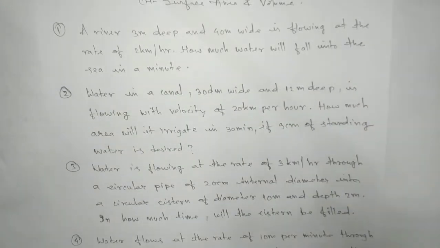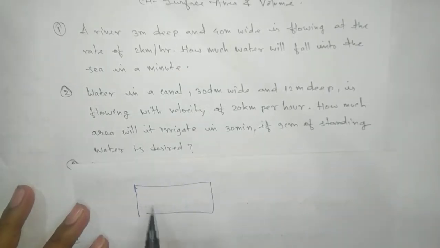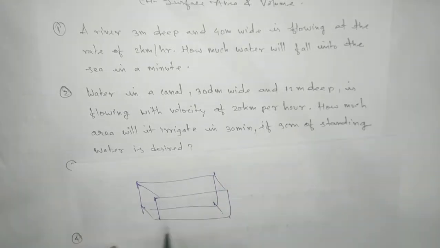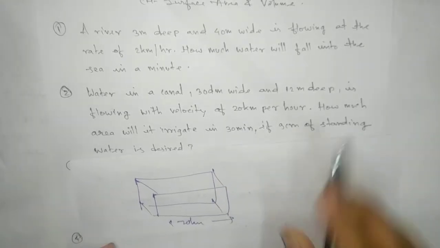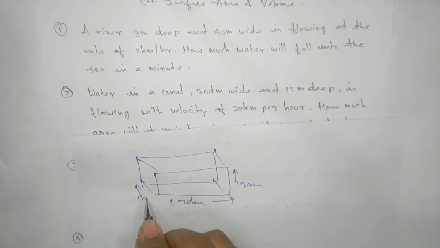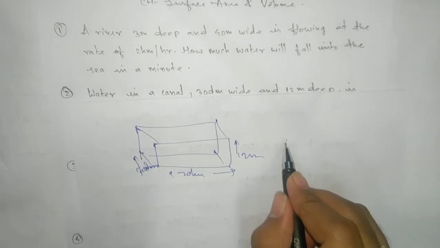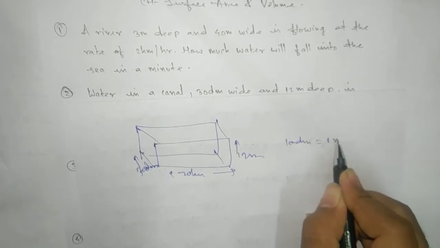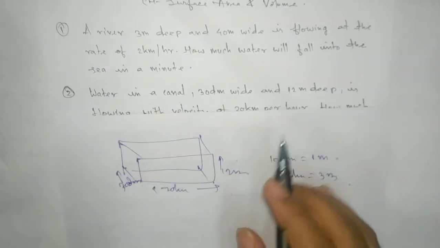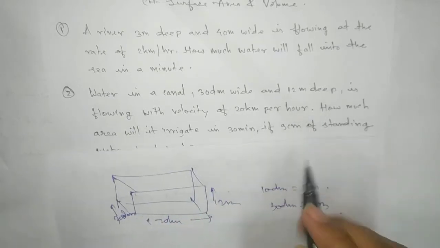Now the second question, the water in a canal. Here the canal is in cuboidal shape. Again we take the water column, and the rate given is 20 kilometer per hour, and the depth is already given, 12 meter. 30 is your width, in decimeter, look at here. That means 10 decimeter equals 1 meter, so 30 decimeter equals 3 meter.